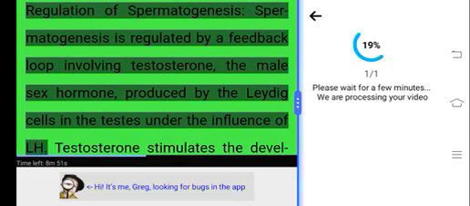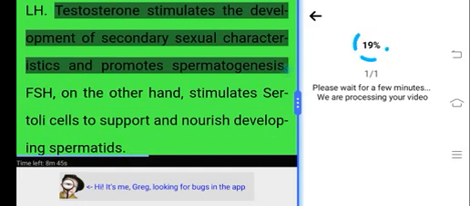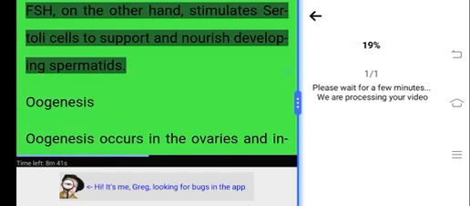Regulation of spermatogenesis. Spermatogenesis is regulated by a feedback loop involving testosterone, the male sex hormone, produced by the Leydig cells in the testes under the influence of LH. Testosterone stimulates the development of secondary sexual characteristics and promotes spermatogenesis. FSH, on the other hand, stimulates Sertoli cells to support and nourish developing spermatids.